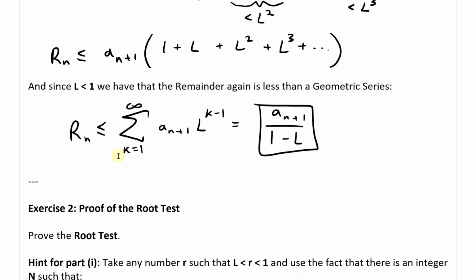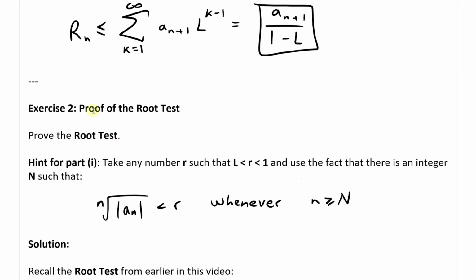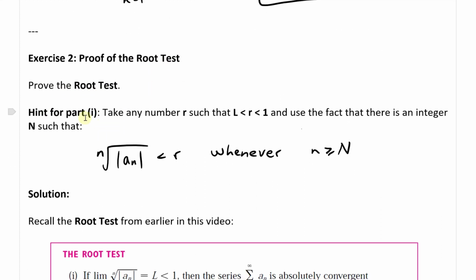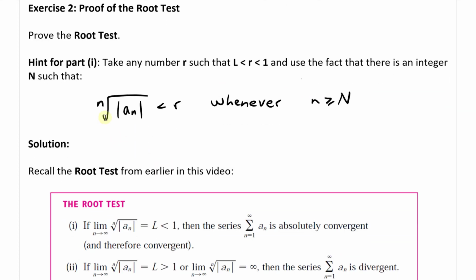Alright, so now let's look at exercise 2, and this one's going over the proof of the root test. Here we're asked to prove the root test, and the hint for part I of the root test is to take any number R between L and 1, in other words, L is less than R, which is less than 1, and use the fact that there is an integer N such that the nth root of the absolute value of an is less than R whenever n is greater than or equal to N. That's a hint that the calculus book gives.